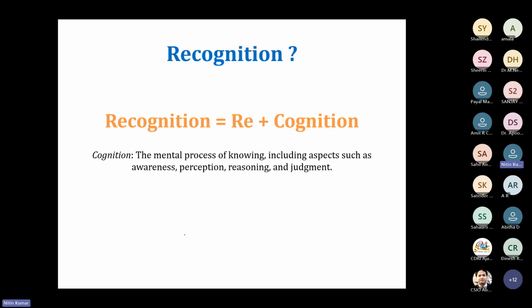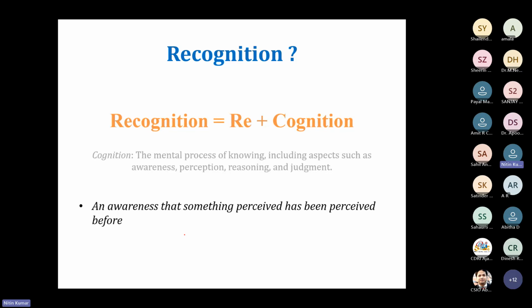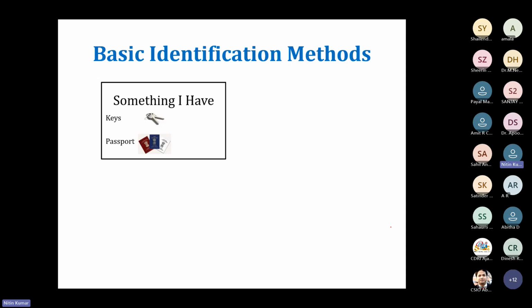This recognition is part of cognition. The process underlying recognition is the cognitive part, where we become aware of something and get a perception about something. Recognition is an awareness that something we are perceiving has been perceived before. So only those things can be recognized which have been seen earlier. Biometrics is also in the same direction. If I want to identify something, there are a few methods.